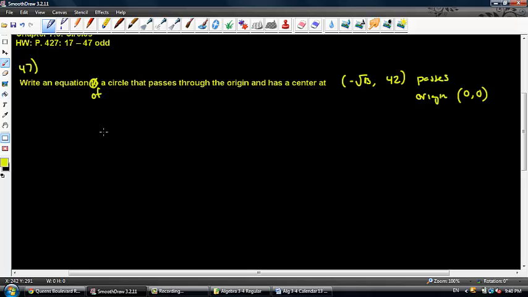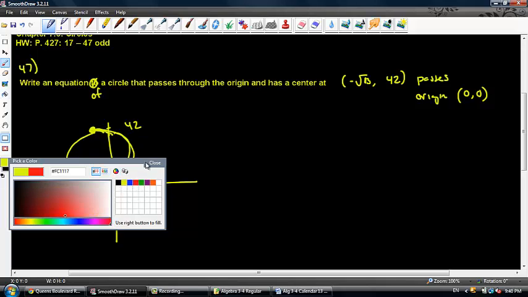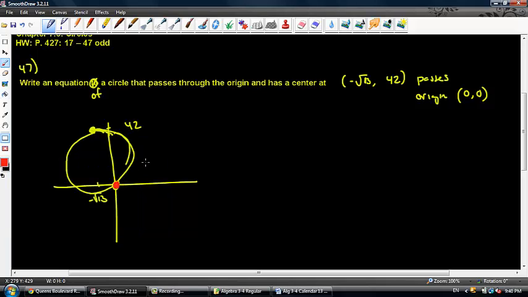So what they're basically looking for is something that does this. I'll call this negative rad 13, and then 42 is going to be way up here, right? And what they want is for this circle to pass through the origin, which means it's going to do something that looks a little better than that. Okay, this is the point you are looking for. Right? Now, this point here is important because the origin we know is 0, 0.